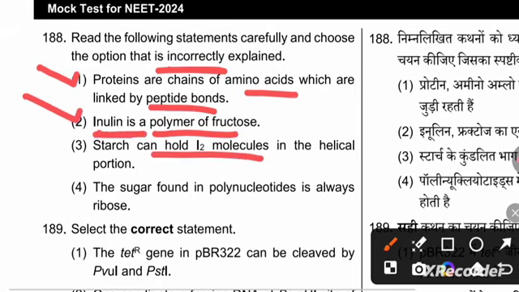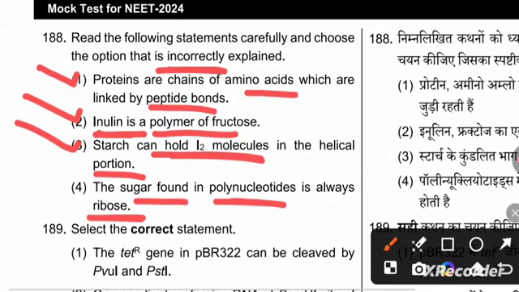Starch holds iodine molecules in a helical portion and gives a blue color. This is also the right one. The sugar found in polynucleotide is always ribose. No, it can be ribose, it can be deoxyribose. So the fourth statement is wrong here. Let us go to question 189.